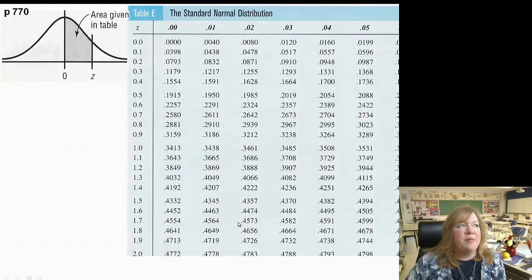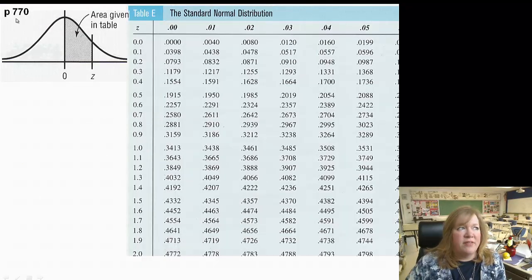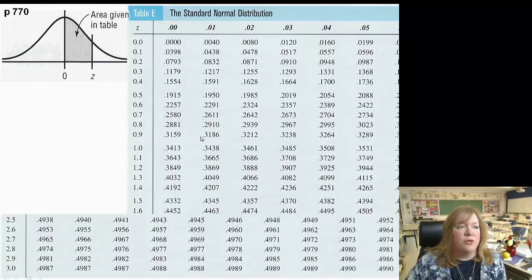So here's what Table E looks like, and like I said, it's on page 770. This area in here, these are the areas under the curve between the mean and that z-score. So right here at the bottom, you'll notice it only goes out to 3, and it's got 0.4999 at the very bottom. Well, why would it only go out to 3? Because you've got positive 1, positive 2, positive 3, and you've got the negative ones.